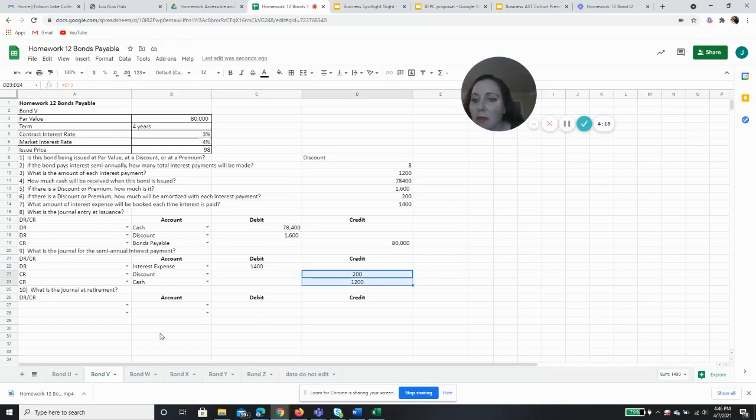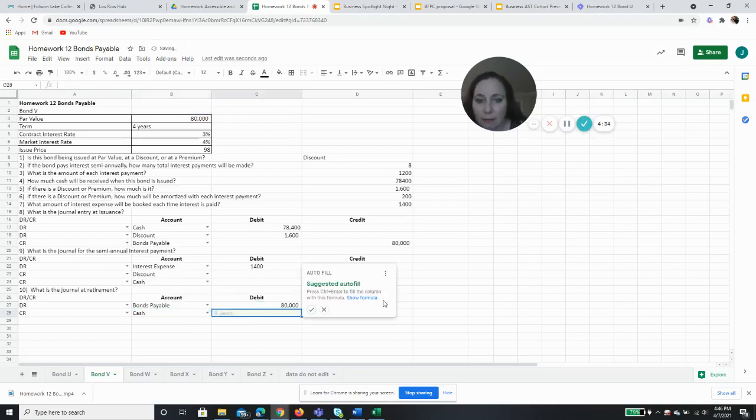All right, so then at retirement, this is the boring one, right? We always debit bonds payable and credit cash for par value. Every time. Every time when we retire a bond, we're going to debit bonds payable, credit cash for par value. All right, so that is going to wrap up bond V.